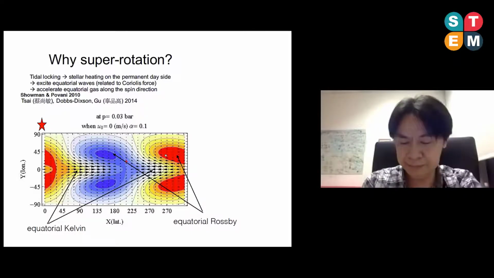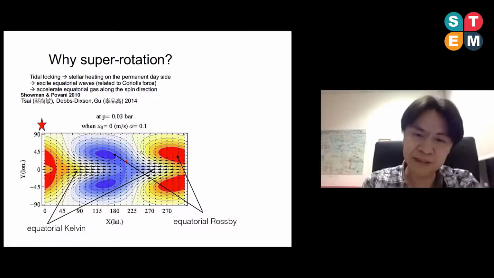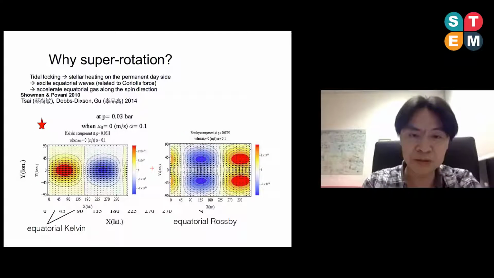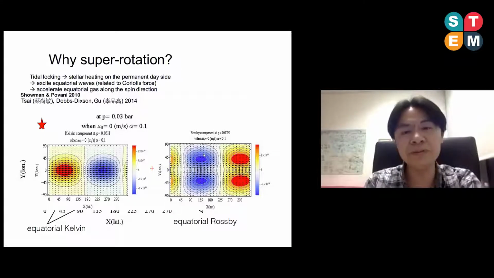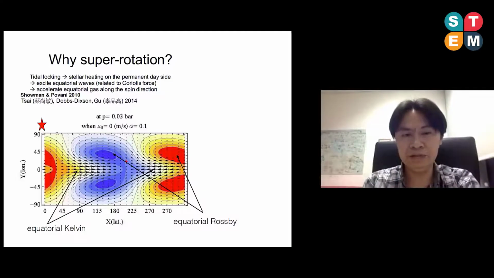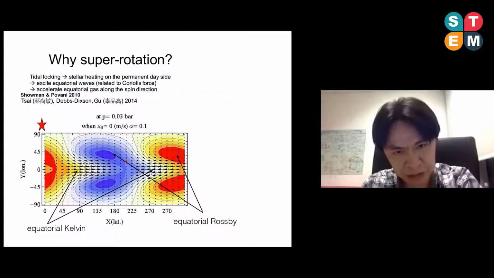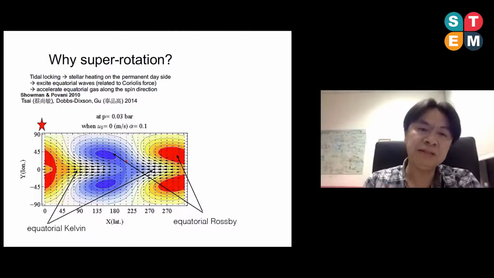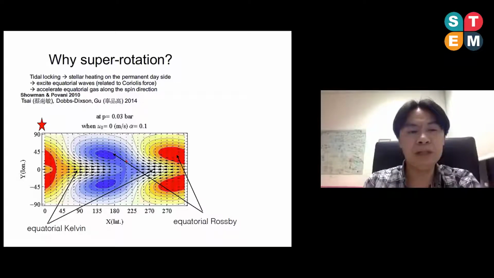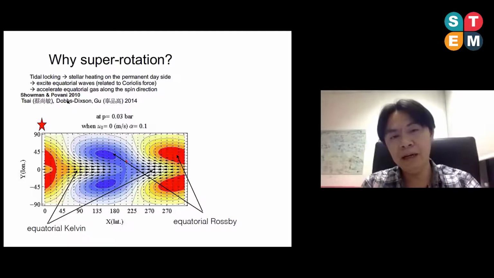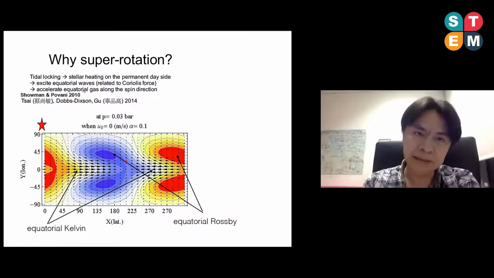So actually, it can be shown that this complicated weather pattern can be decomposed into two simple modes. One is the equatorial Kelvin mode, the other is the equatorial Rossby mode. So the streamline from the combination of the two modes can transfer angular momentum from the polar region to the equator, therefore leading to the super-rotating flow. Later on, Xianyu Tan, Ian Dobbs-Dixon, and myself extended this seminal work to the 3D case, and we confirmed the results.